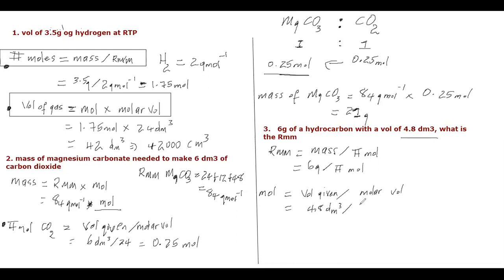Okay. So divided by 24 dm cubed. What do you got for the moles there, Christoph? 0.2. All right. So we go back down. So now that we have the moles, RMM would be equal to the 6 grams divided by the 0.2 moles. So what is the RMM going to be equal to now? 30. 30, and the units will be? Grams divided by mole, so the unit is gram per mole.